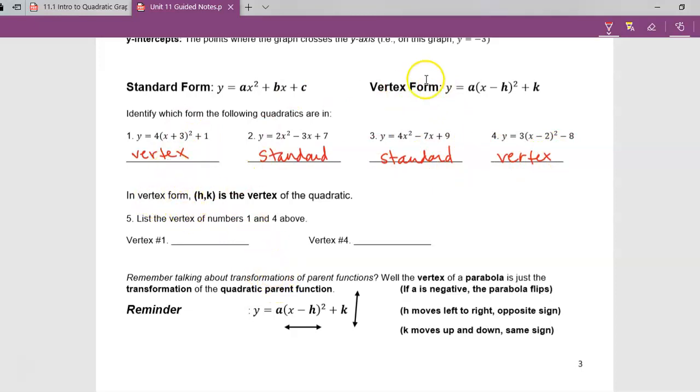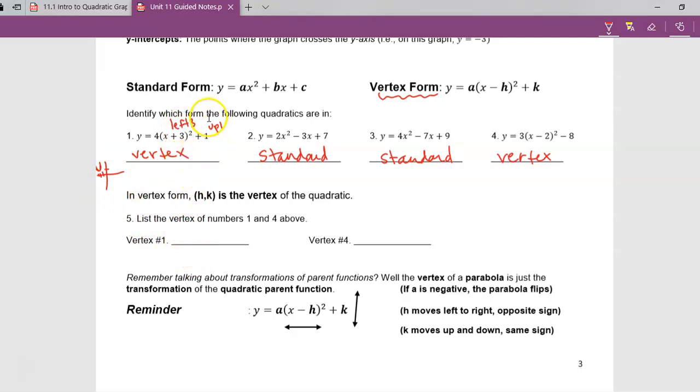In vertex form, that's this form here, (h, k) is where the vertex is located. So number 1 here, remember your transformations. This +3 on the inside would make my function move left 3, and this +1 on the outside would make it go up 1. So think about your graph. If it goes left 3 and up 1, that's where it's moving that vertex to. So that is where the vertex is located.